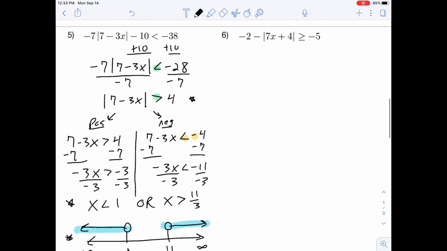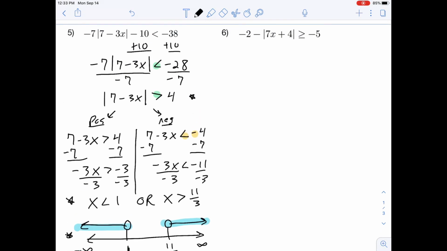So now let's pick up with the last one for this video, the second part of solving absolute value inequalities. Let's take care of number 6. So this is tricky. I'm going to add the 2. And that gives me negative, I still have that negative here, absolute value of 7x plus 4 is greater than or equal to -3. Now I'm trying to get the absolute value by itself, not the negative absolute value. So I have to divide by -1, because this means -1 times the absolute value. So the opposite of it is to divide by -1.